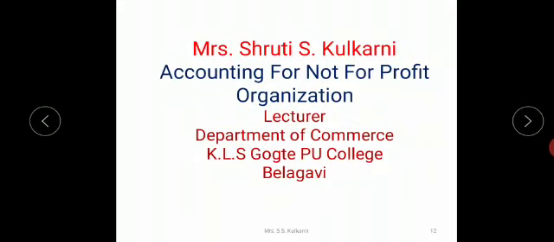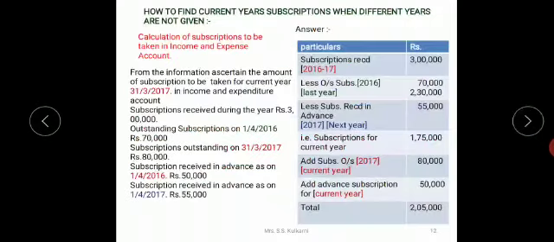Therefore, today we will see how to calculate the current year's actual income or expenses to be taken for the income and expense account. The income and expense account will consider only the revenue items. Capital items are directly taken to the balance sheet. These incomes or expenses of revenue nature can be specified in two ways. It can be specified year wise, or different years may not be given.